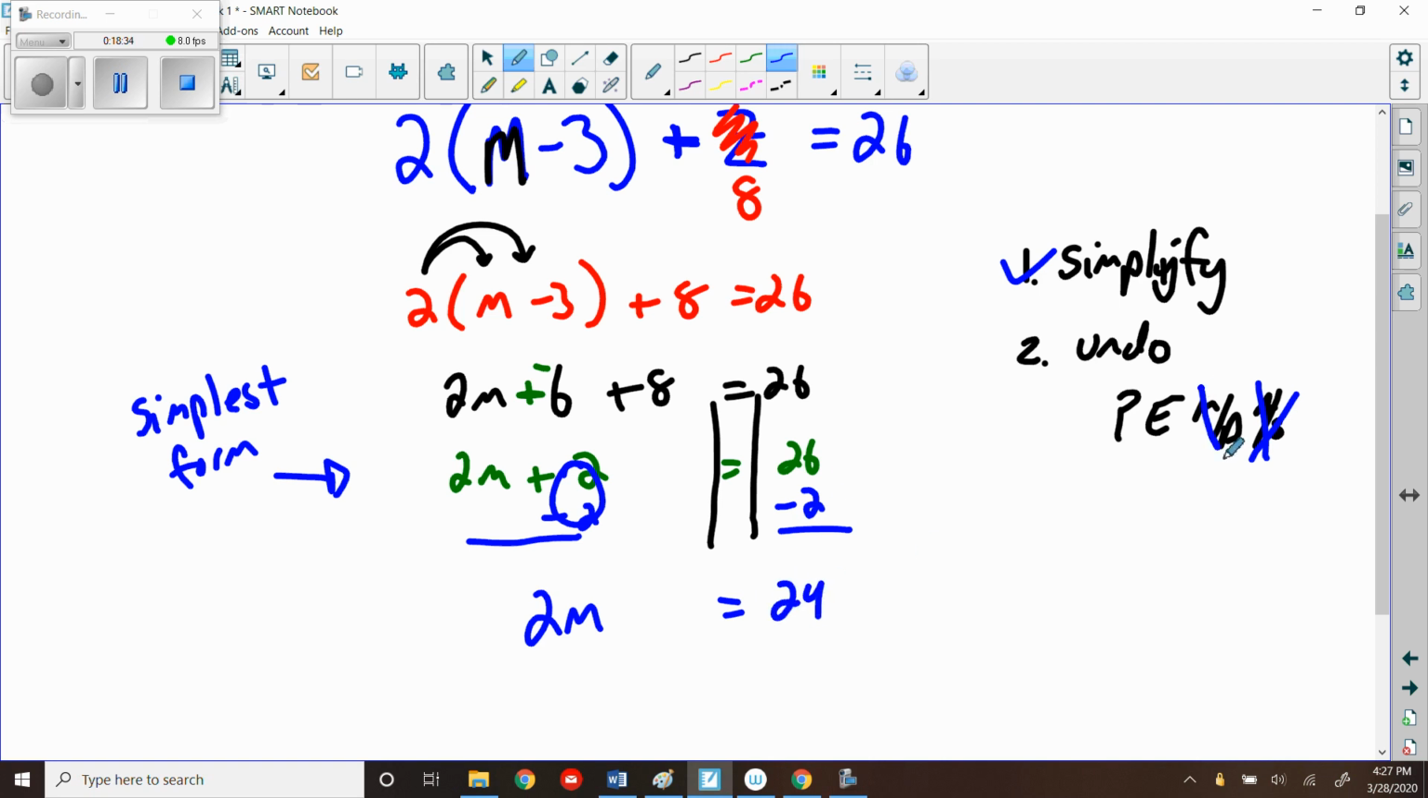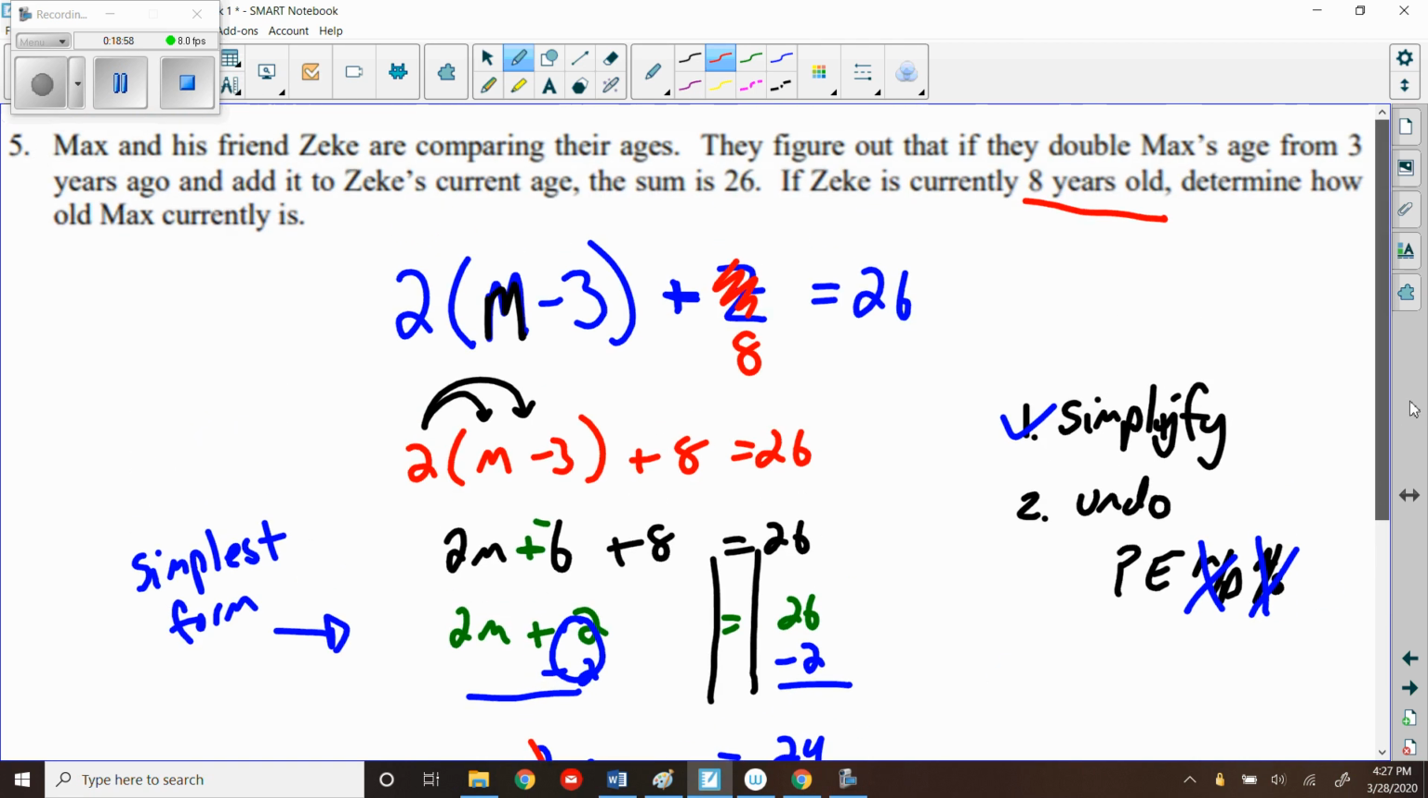And now I'll attack my multiply divide. The opposite of times 2 is divide by 2. I'm going to use that fraction bar to show division. I'm going to maintain balance by doing it to the other side. 2 divided by 2 is 1, and 1 times m can be written as m equals 24 divided by 2 is 12. So with m equals 12 being my final answer, it looks like Zeke is 8. Find out how old Max currently is. I think Max is 12.